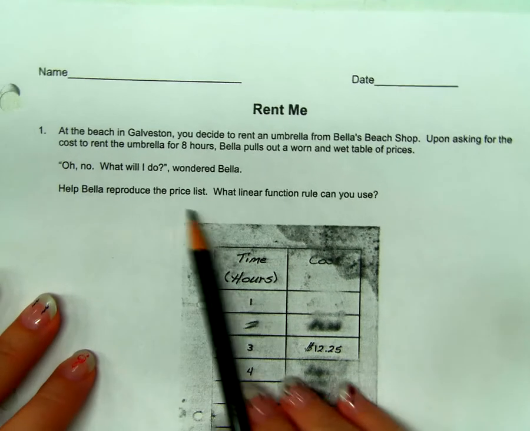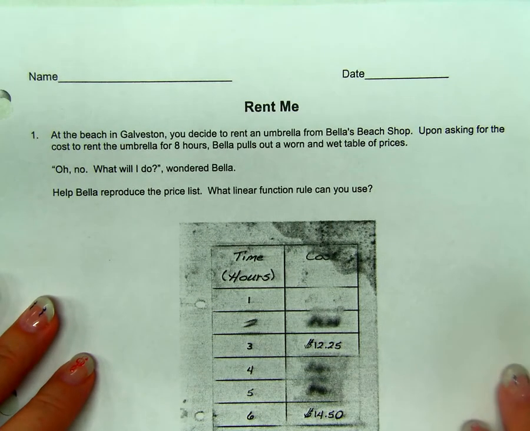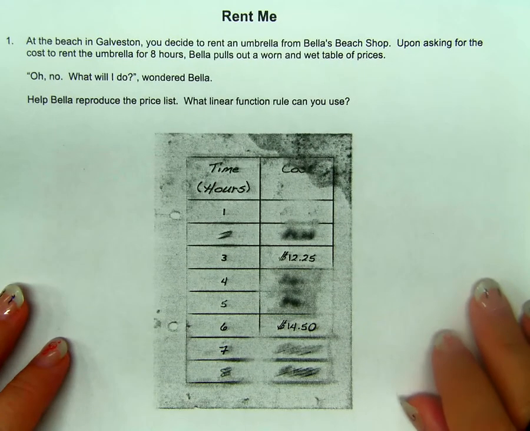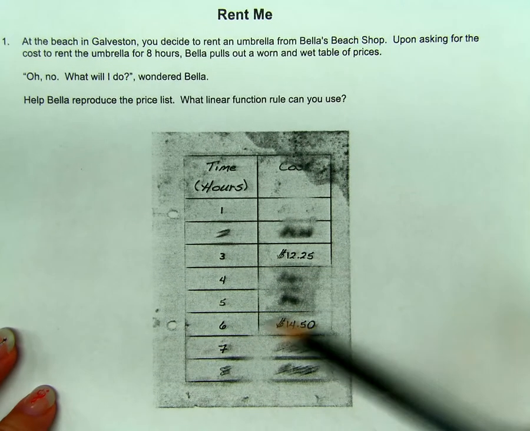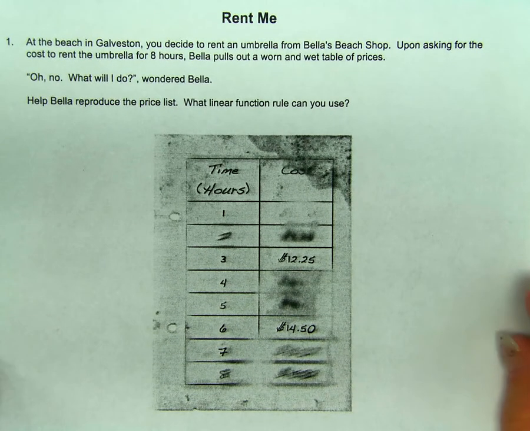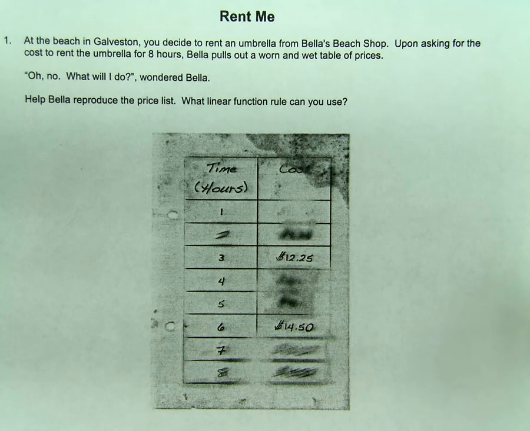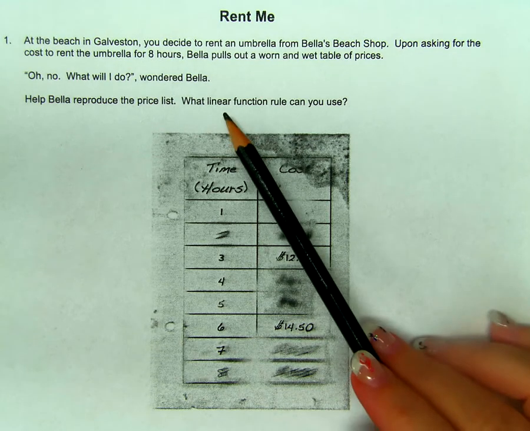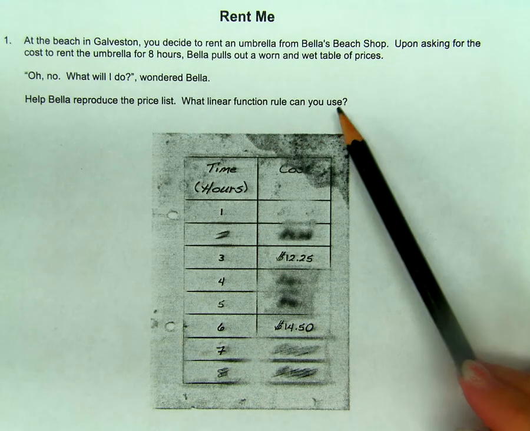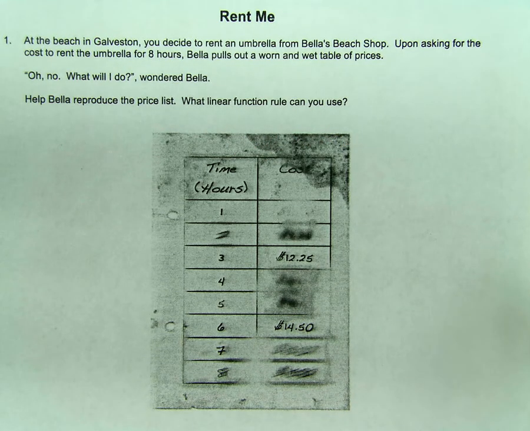Help Bella reproduce the price list. What linear function rule can you use? So the first thing I want you to do is look at this wet and worn table of prices. And I don't want you to speak. I just want you to look at this and see if you can figure out, first of all, what linear function rule, because that's what it asks you for. See if you can figure out how to find the function rule.